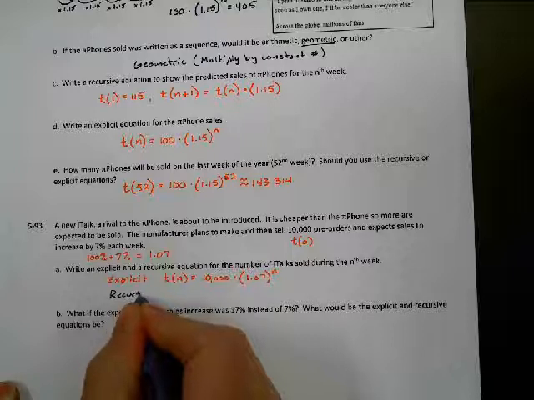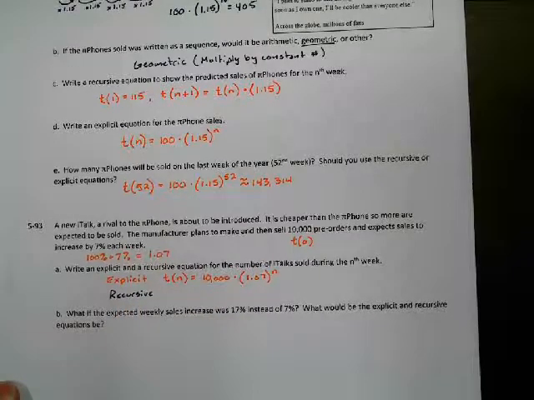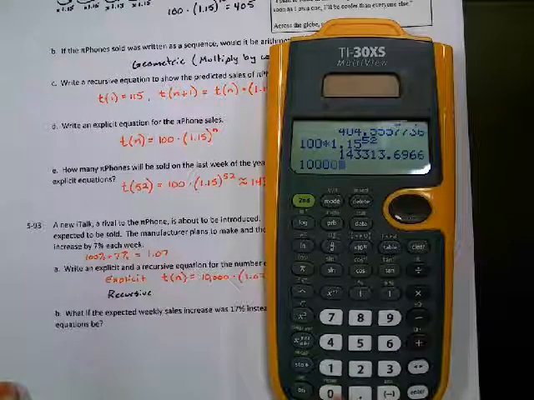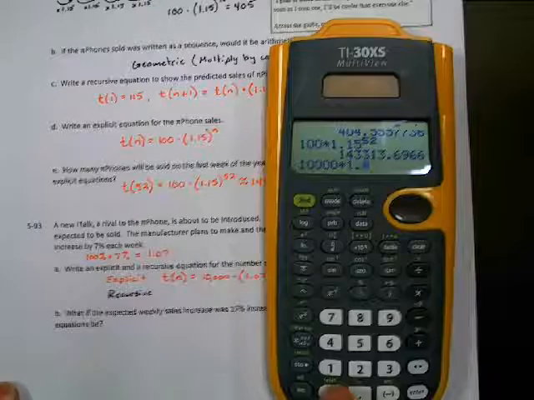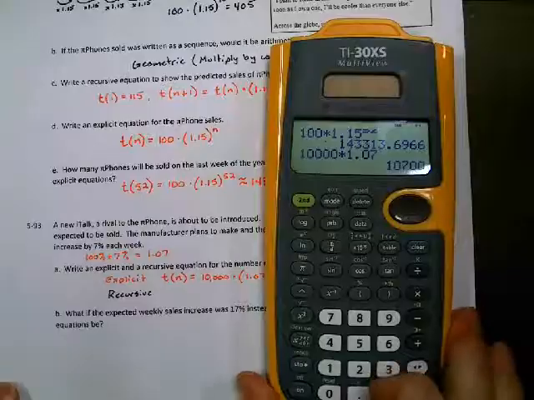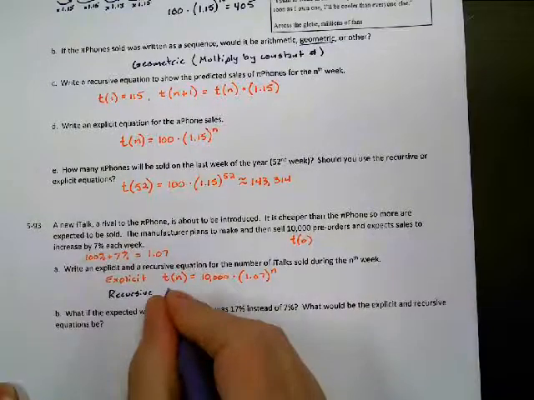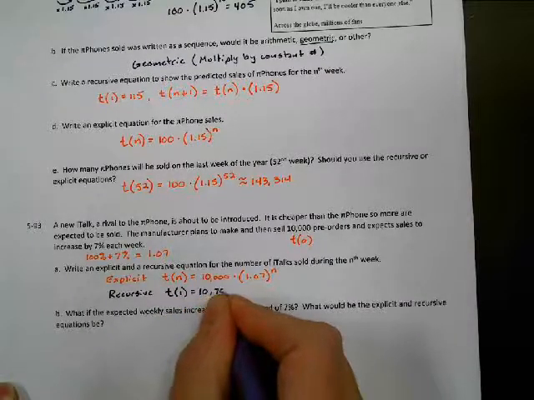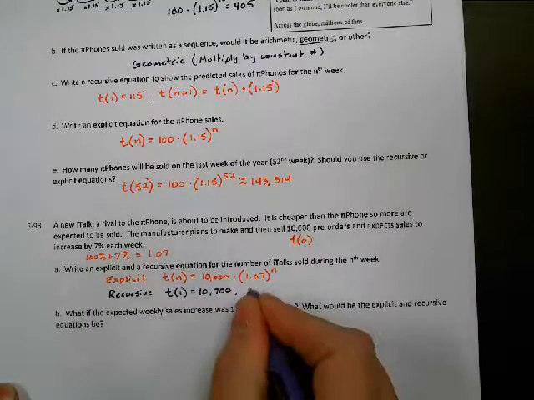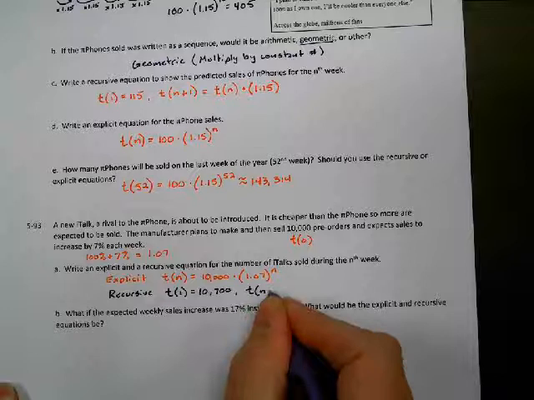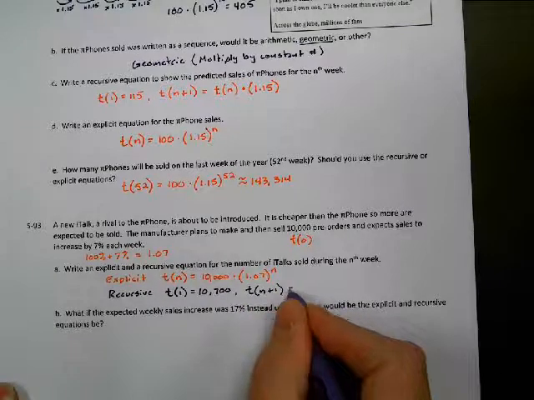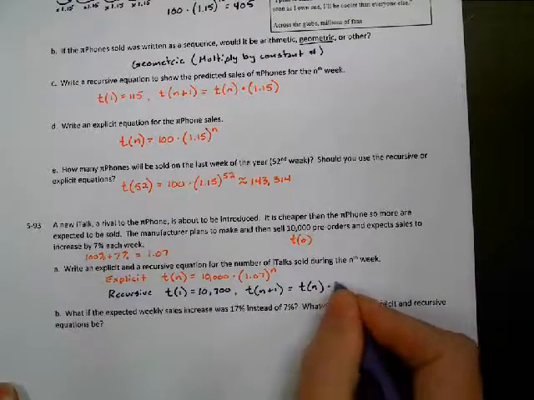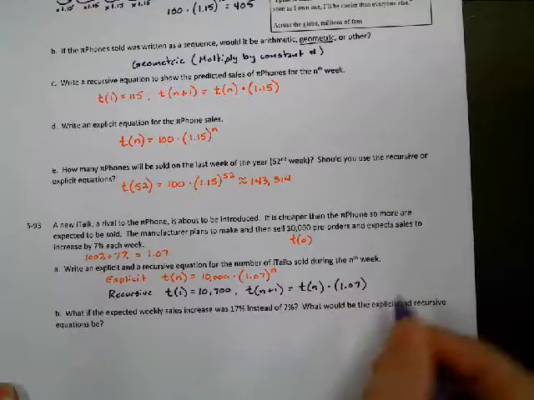The recursive process, we always have to say what the first term is. Well, I don't know what the first term is yet. So I know that I'm starting with 10,000, and then I would multiply by 1.07. So there would be 10,700. So we'd have to tell somebody that we're going to start with our first term, and the first term is 10,700. After that, if I want to find any next term, the next term would be equal to the previous term, which is the nth term, multiplied by 1.07, because that's how I get to the next term.